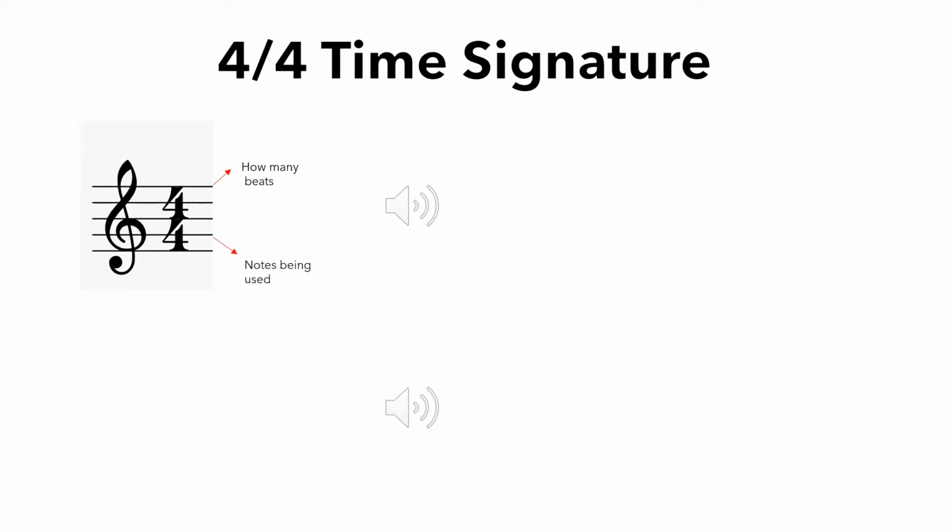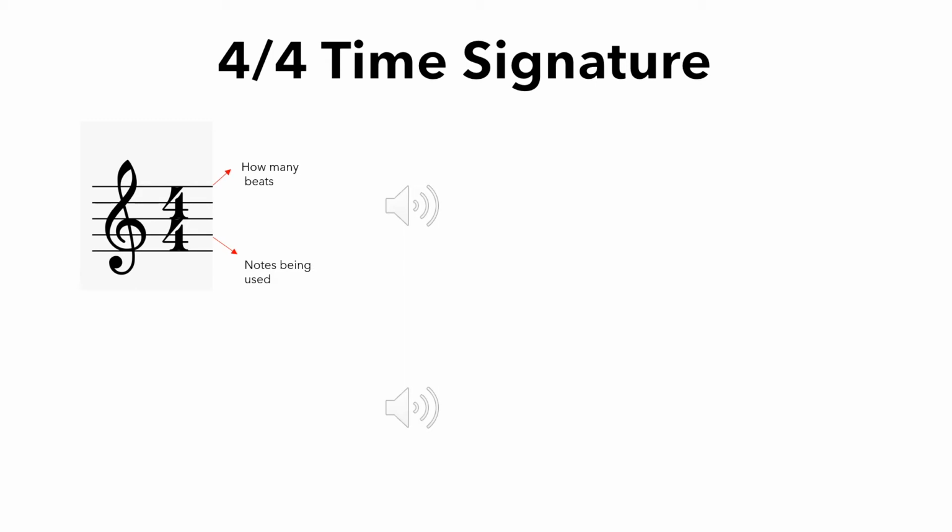A time signature will always be at the beginning of the piece in the first bar. You won't see this time signature again unless it's been changed to a different one. This is what it looks like. It has two numbers stacked on top of each other and both numbers have a key role. The top number tells us how many beats we can have in a bar, and the bottom number tells us the type of notes they want us to use.